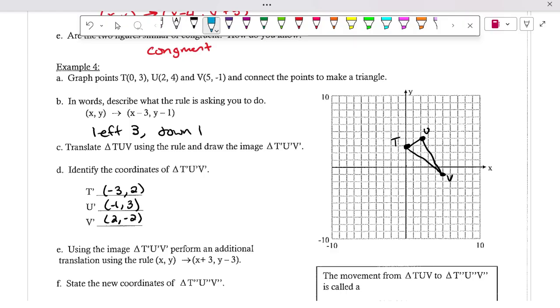All right, I'm just going to say that those are blue. If I graph those, -3, 2, -1, 3, 2, -2. Remember to always label, because once you have multiple figures on a graph, it gets confusing if you don't label. U prime, V prime.